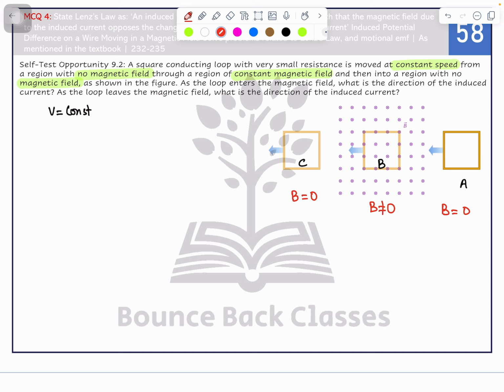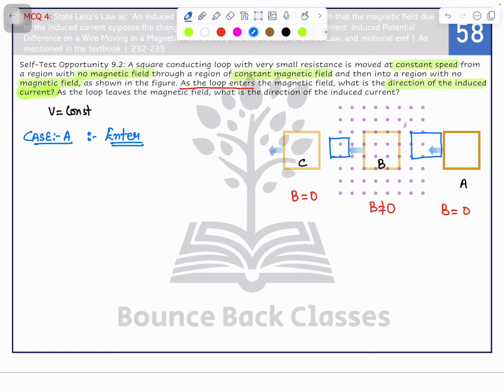As shown in the figure, as the loop enters... Okay, this is something interesting. If the loop enters, some part is inside and some part is outside. The same thing which I told you earlier. As the loop enters a magnetic field, what is the direction of induced current? As the loop leaves the magnetic field, what should be the direction of induced current? Yes, guys, so what he is trying to ask you is about both cases. Case A, when it enters.